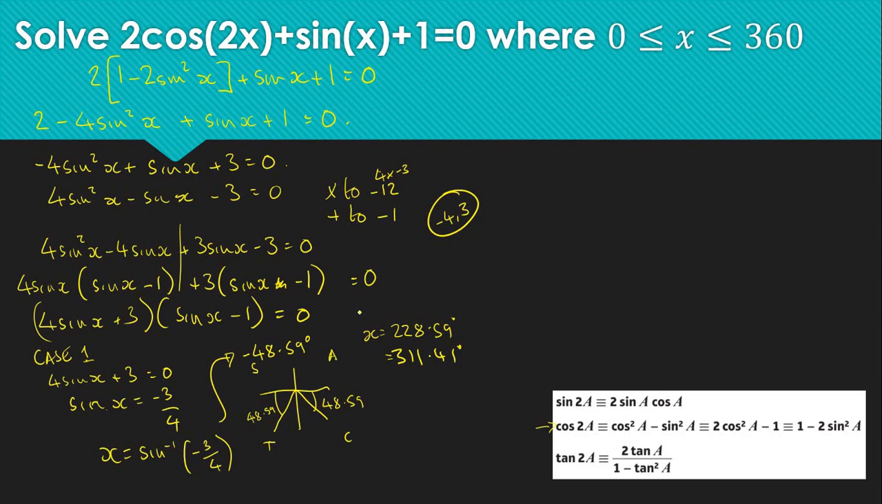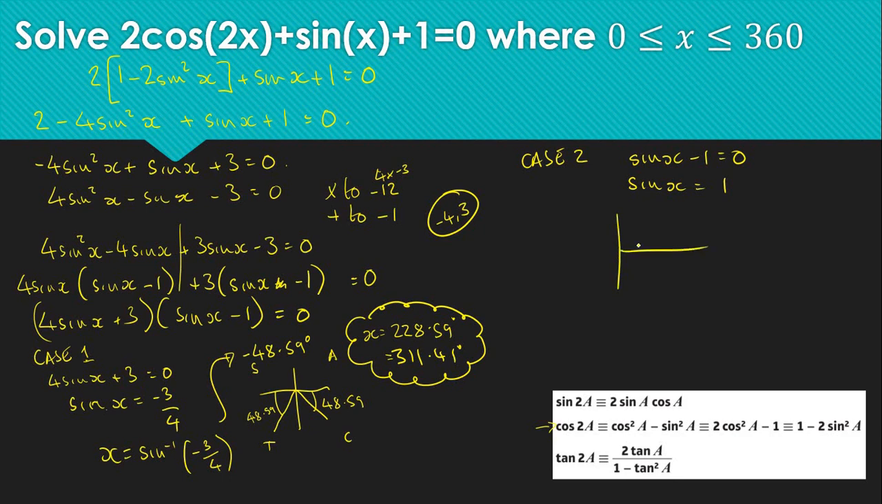There's another case to consider as well. Okay, I'm going to make a bit of a fuss of those because I don't want to lose them. The other case, case 2, occurs when sine of x minus 1 equals 0, which happens when sine of x equals 1. Okay, now the sine wave looks like this. When does it equal 1? Well, that happens at 90 degrees. Okay, so your values for x are 90 degrees, 228.59 degrees, to give you decimal places, and 311.41 degrees. Okay, job done. Quite an interesting one. Moving on.